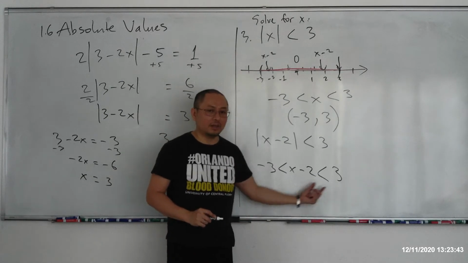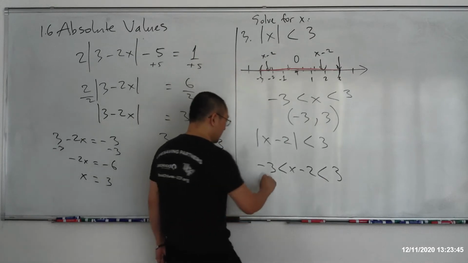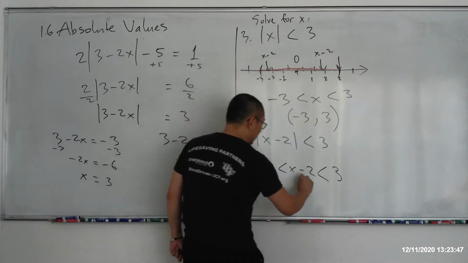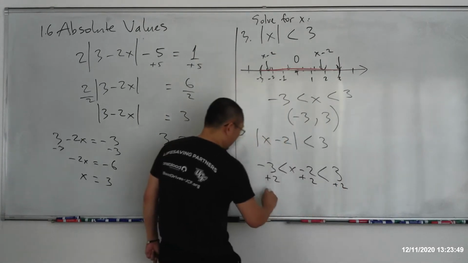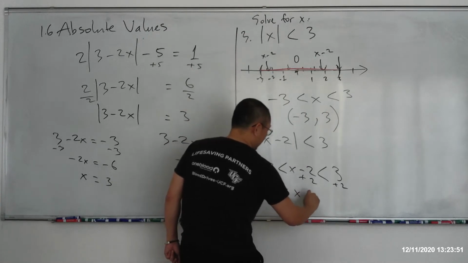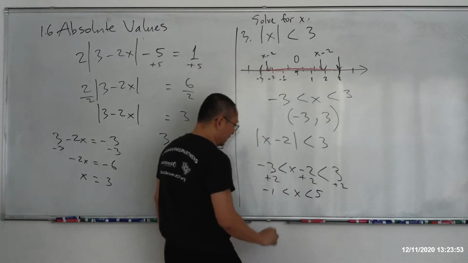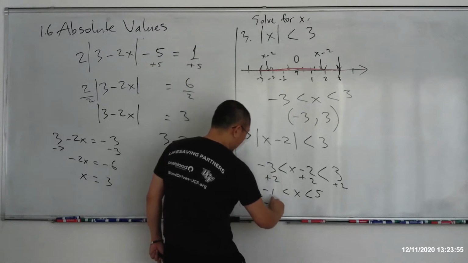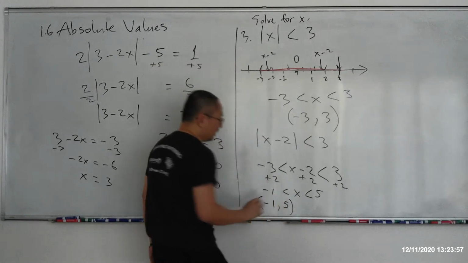What are you doing here? Add 2 on both sides, and you have the answer. On 3 sides, actually. Add 2, add 2, add 2. You get negative 1 less than x less than 5. And of course, interval notation is parentheses, negative 1, comma, 5. Okay?